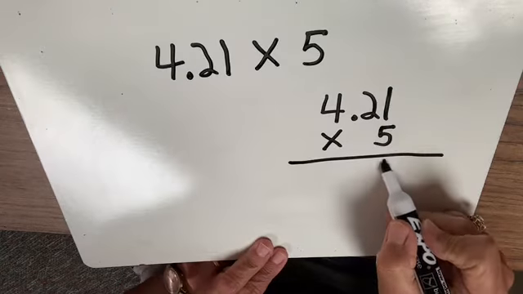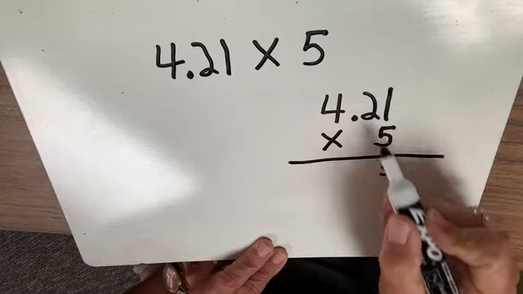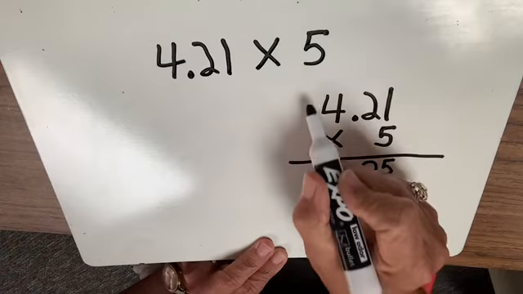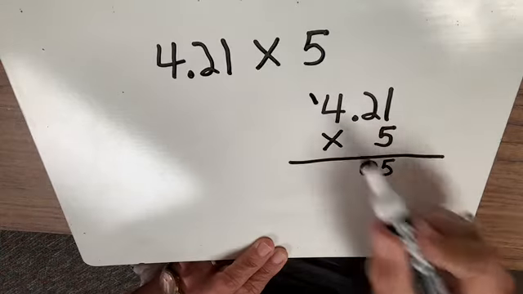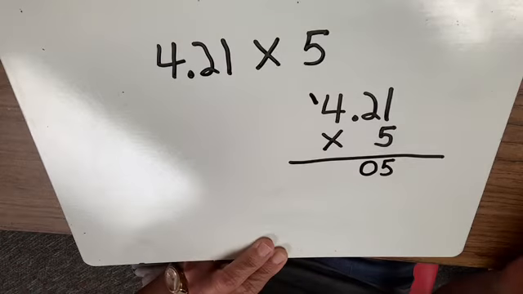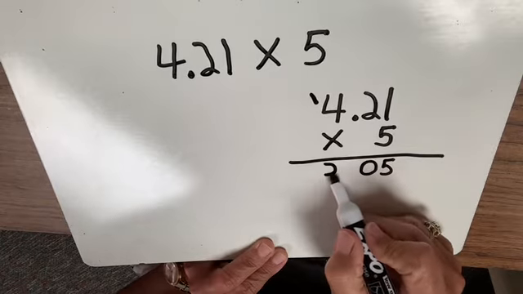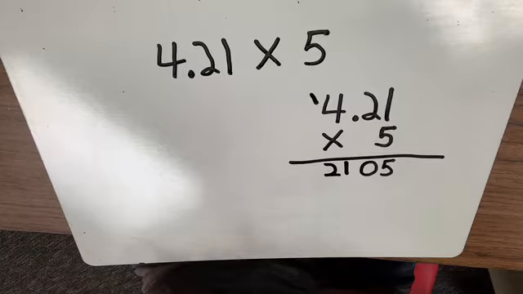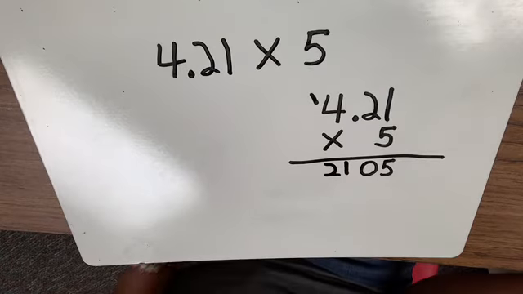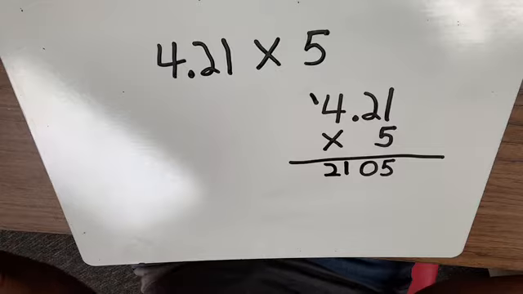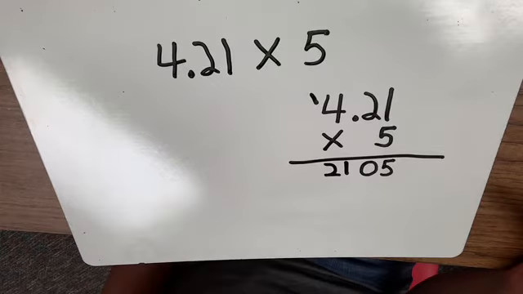5 times 1 gives me 5. 5 times 2 gives me 10, and I'm going to carry my 1. 5 times 4 gives me 20, plus the 1 gives me 21. Plain old normal multiplication. The only part that is different is I have to decide where I'm going to put my decimal point in my answer.